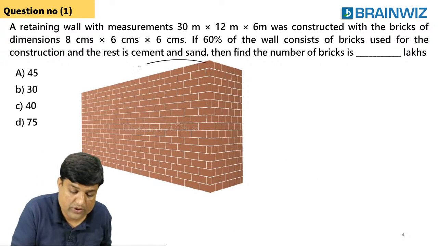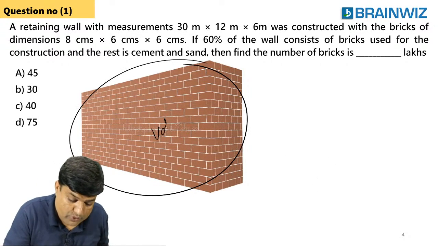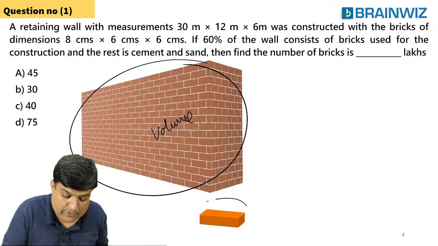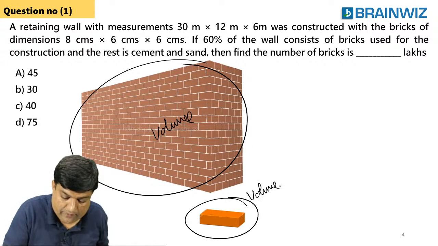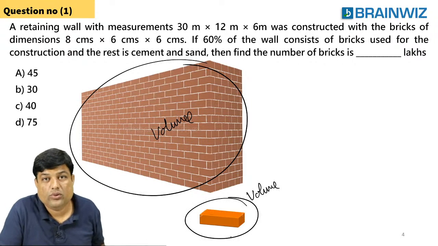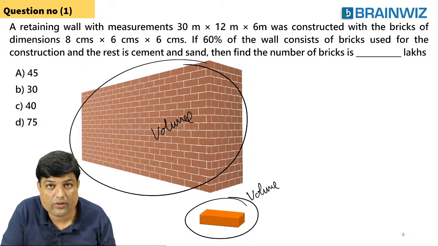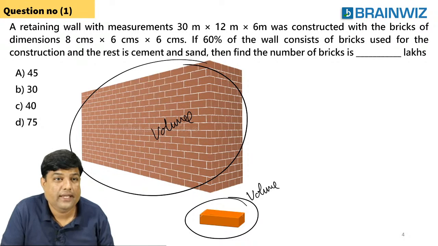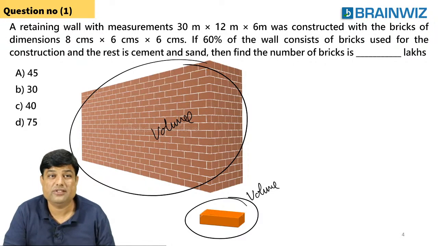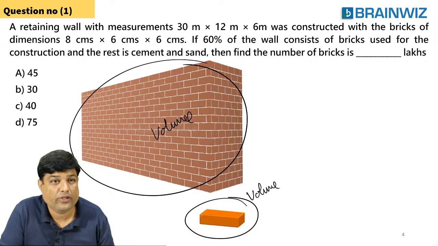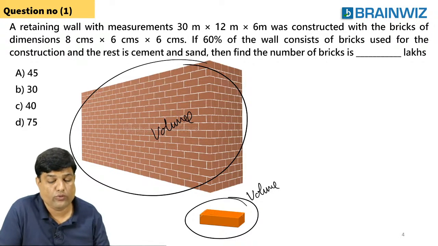We have to find out the volume of the wall, and we are supposed to find out the volume of the brick. Are you understanding, everybody? So here it's not the area, you are supposed to find out the volume of the wall and the volume of the brick. Yes or no? Mayank is saying the answer is 40, and Shubham says the answer is 45. It's okay, Shubham. Let's move forward now, everybody.